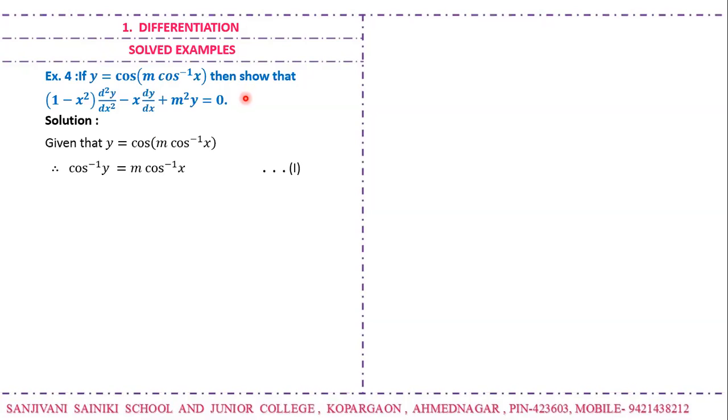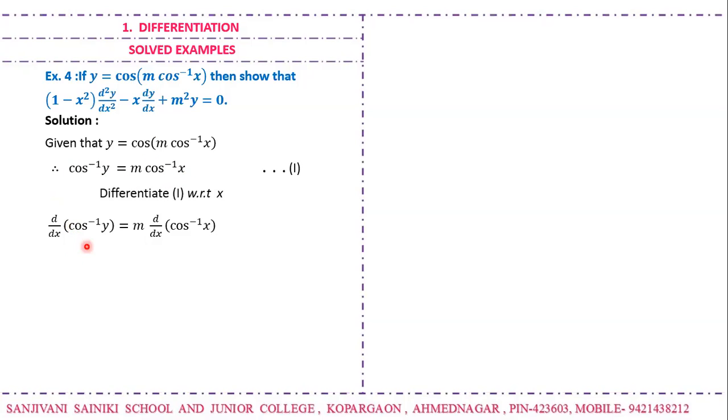Now here what we are going to do, we are just simplifying, arranging, finding the derivatives, and at the same time we will arrange those terms so that we can reach this equation. Notice y is given, y is cos of m cos inverse x. So we can write it as cos inverse of y is equal to m cos inverse of x. Now this is our equation number 1. Then we will differentiate this equation. What do we get?